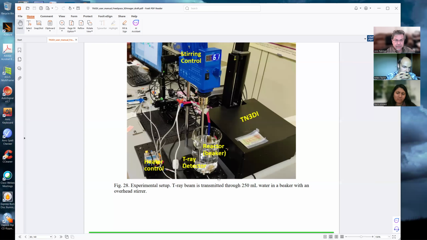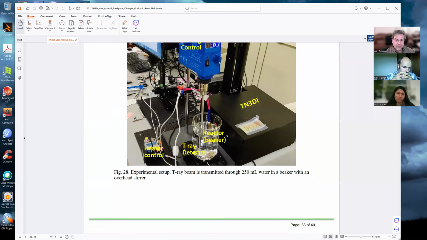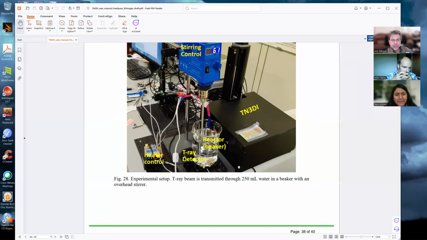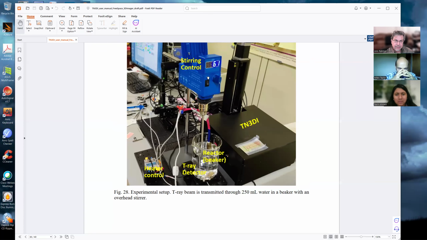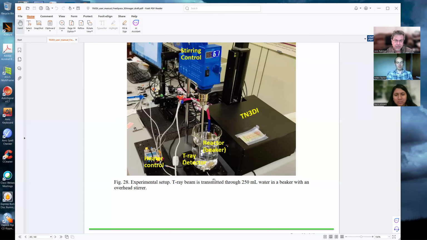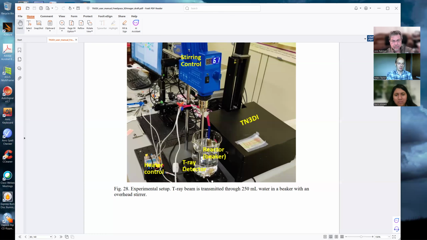And there is a stirrer. Well, there are two different kinds of stirrers. This one you see goes from the top into the liquid. There is a bottom stirrer, which is not used here. But you could either put a stirrer in there and start it, or you can put this fan in there and keep it moving. There's a stirring control here.